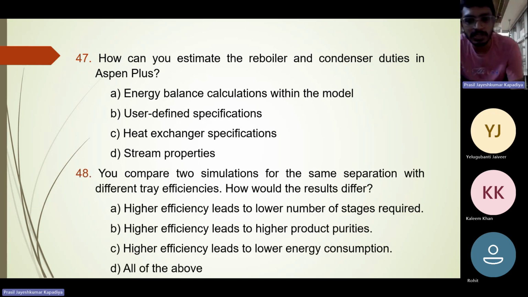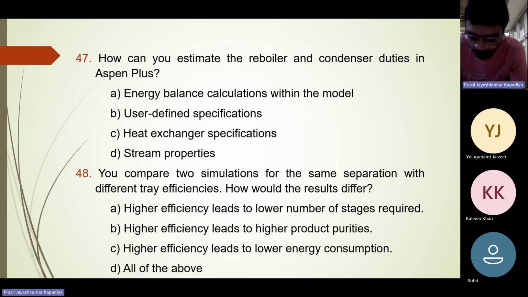You compare two simulations for the same separation with different tray efficiencies. Okay, two simulations for the same separation, let's say ethanol water separation, using different tray efficiency. So what is true? If I have higher efficiency trays, we require a lower number of stages. If we have higher efficiency, we can get higher product purity. And if we have higher efficiency, we will require lower energy consumption. What is true?